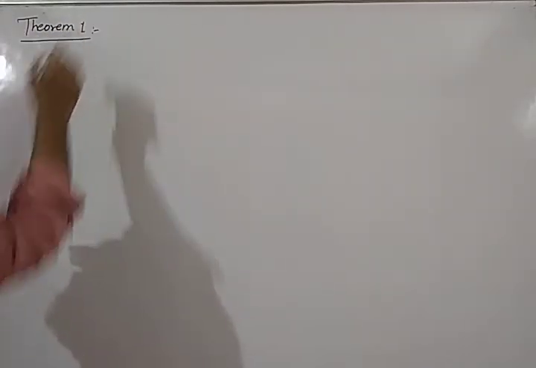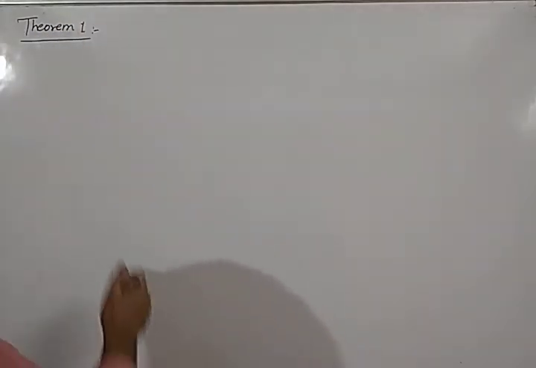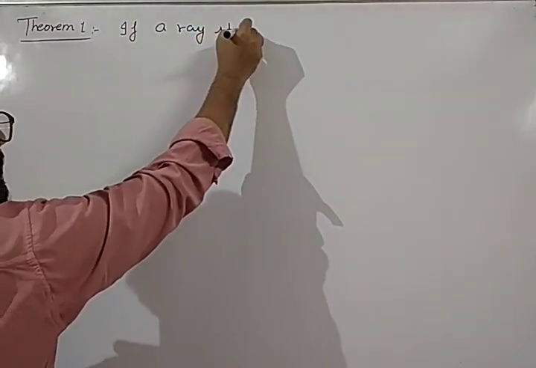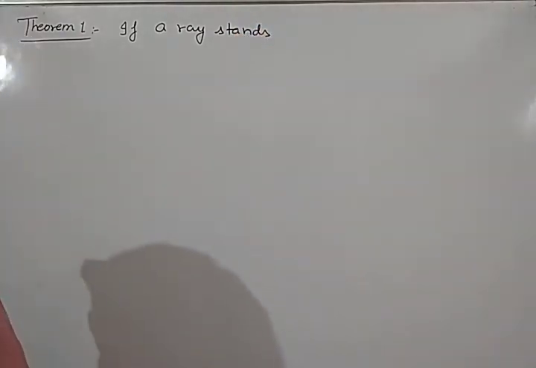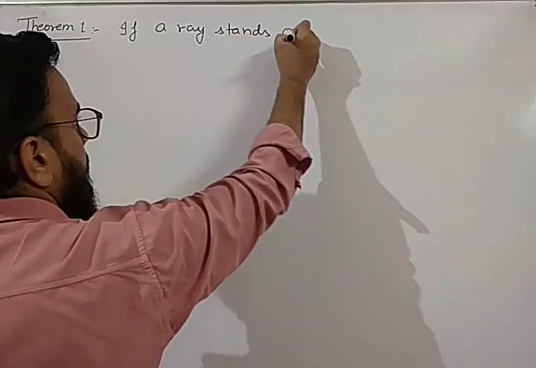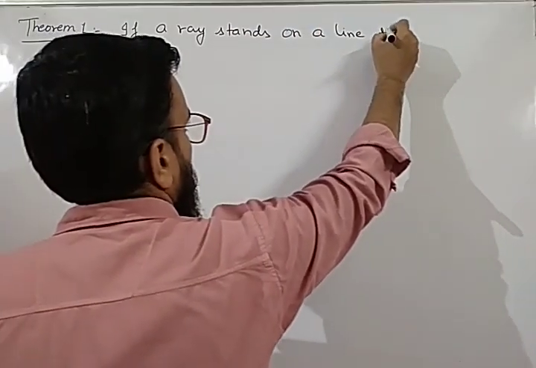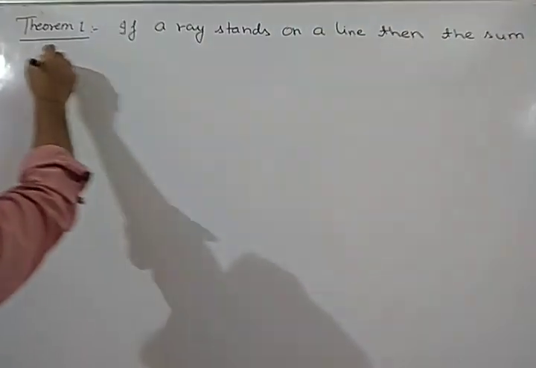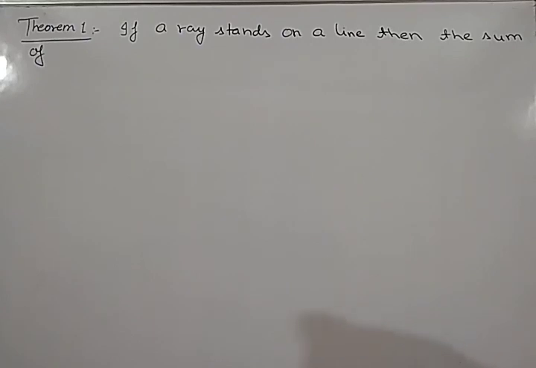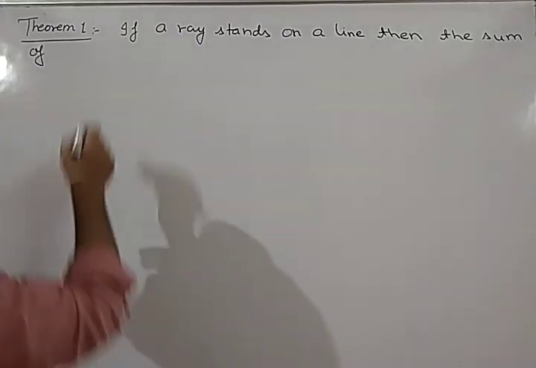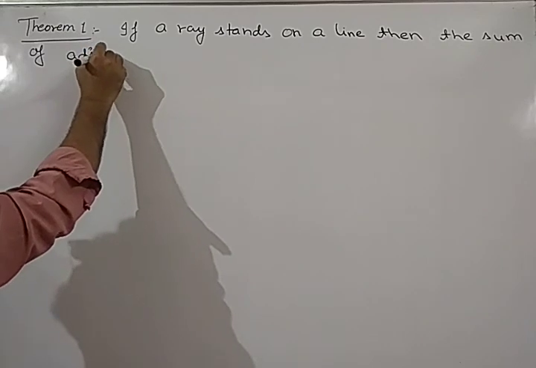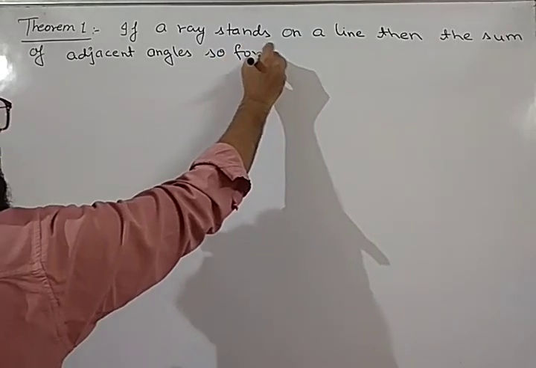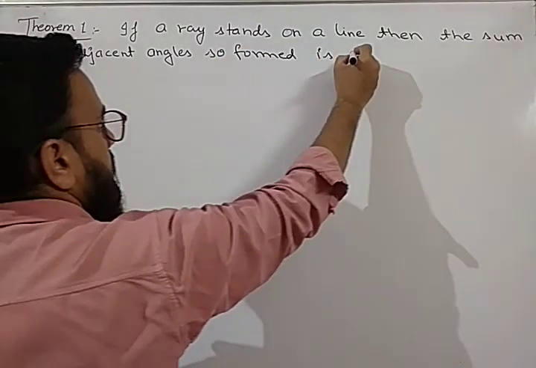Theorem number 1. What is the theorem? If a ray stands on a line, then the sum of adjacent angles so formed is 180 degree.